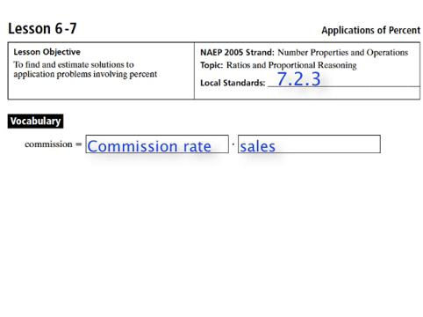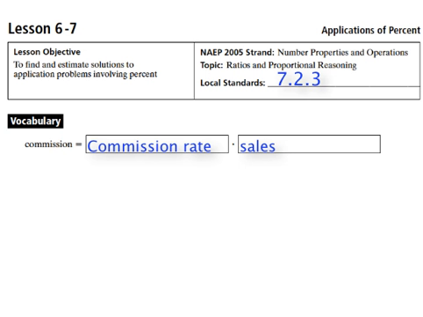Our vocabulary word for today is commission. Commission is found by taking the commission rate times the sales. Let me explain what commission is. Commission is money that people make when they sell things. If you go to a car lot, the salesman, when he sells you a car, is going to make a commission. There are a lot of sales positions where people make commissions. When somebody sells a house, the realtor makes a commission.